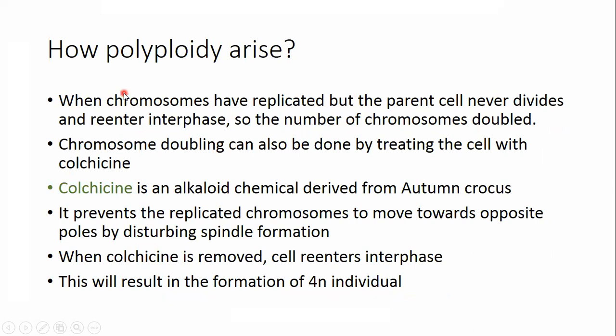How does polyploidy arise? When chromosomes have replicated, but the parent cell never divides and re-enters interphase, the number of chromosomes is doubled. In meiosis, replication of the chromosomes takes place, and then the parent cell divides, and in that division, homologous chromosomes segregate from each other. If that does not occur, the chromosomes are unable to segregate from each other, and these chromosomes as such enter the interphase stage. So that can cause chromosomal doubling.